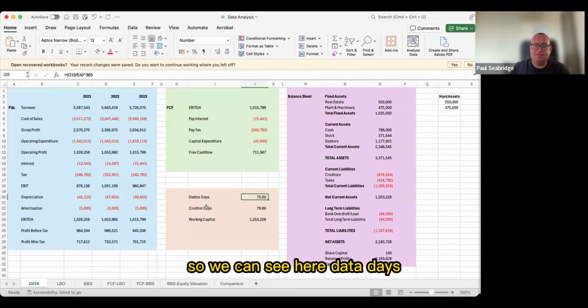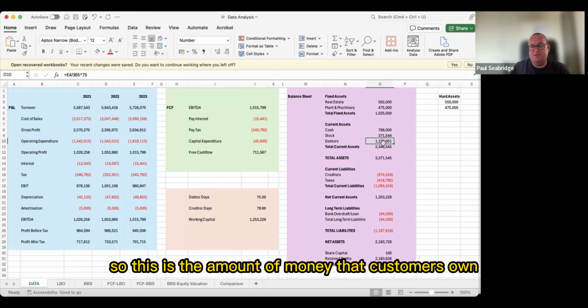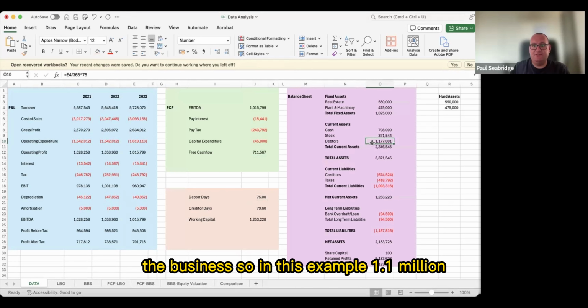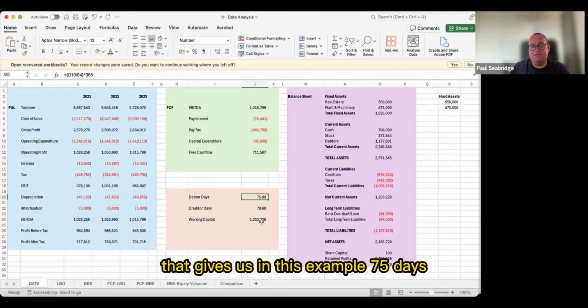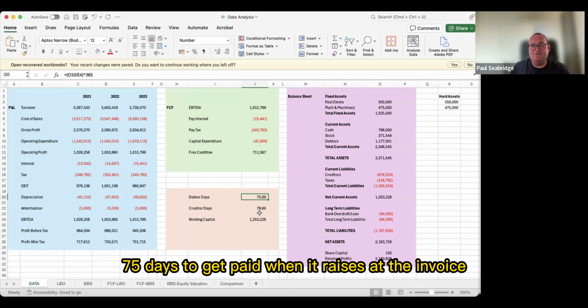So we can see here debtor days, creditor days, and working capital. Debtor days are effectively the debtors. This is the amount of money that customers owe the business. So in this example, 1.1 million. You divide that by the turnover, 5.7, and multiply it by 365 days of the year. That gives us, in this example, 75 days. So it's taking on average this business 75 days to get paid from when it raises the invoice.